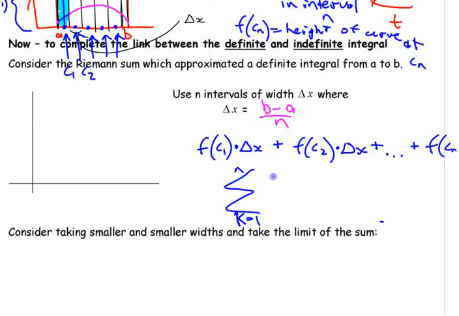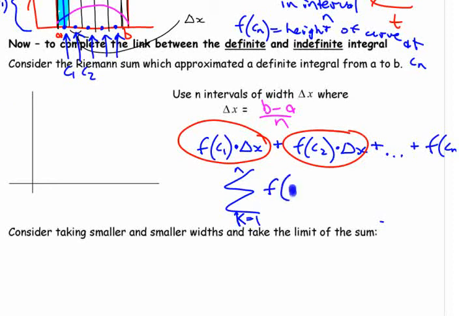But we want the sum of each of these things, right? You want the sum of the area, the first one, the second one, all the ones in between, right? So k might have been a bad one to choose, especially if we're doing f of c k delta x.